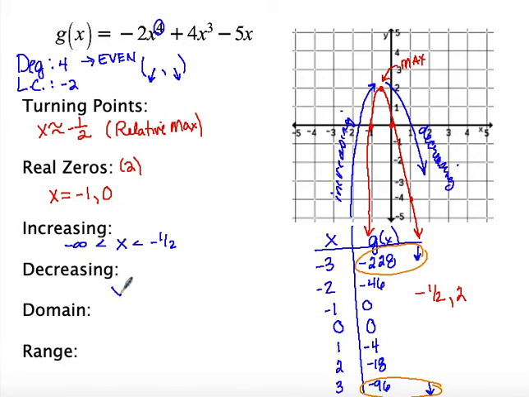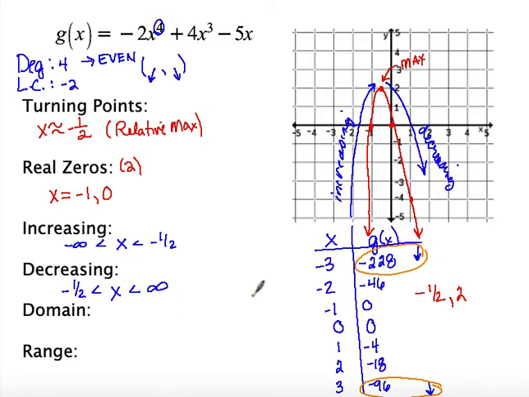Okay, so we are going to be decreasing from negative 1/2, I'm going to write it as an interval, all the way to infinity. Notice I'm not putting equals because I don't know if it's exactly negative 1/2. That's the only point I plotted in the middle. And another thing is we can't ever reach infinity, so I'll never put equals on my endpoints.